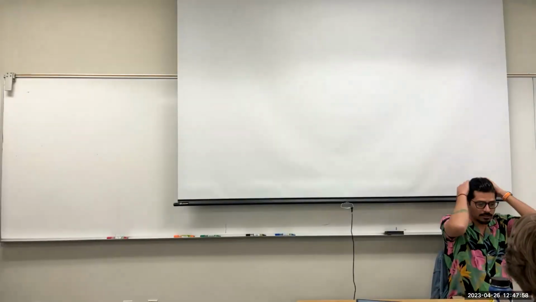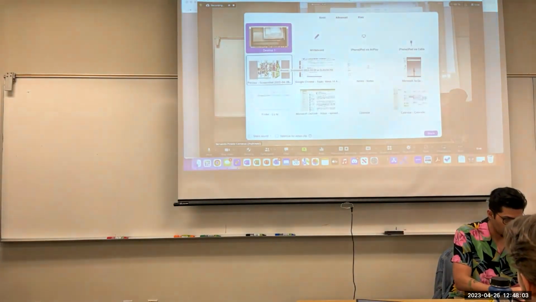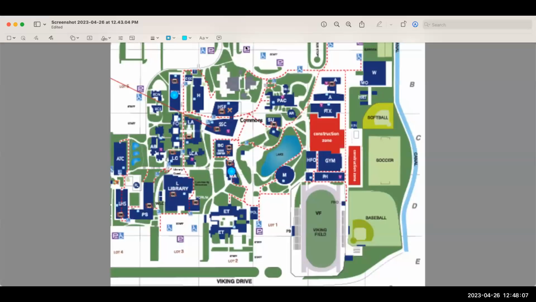Okay, so let's take a look at what these polar coordinates are with a little example here. Let me share this picture. Here's the DVC campus map. We are in the math building. Can you see that? Okay, so we're right here, and let's say your friend is in the business and world languages building. They're over here.